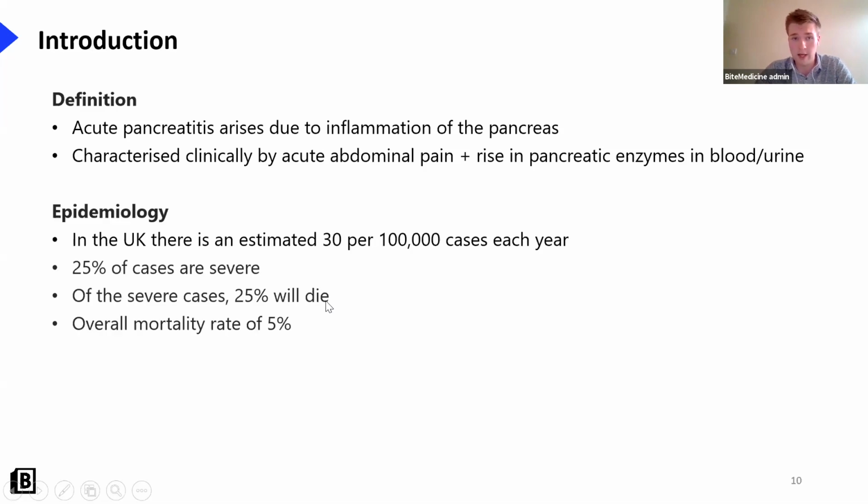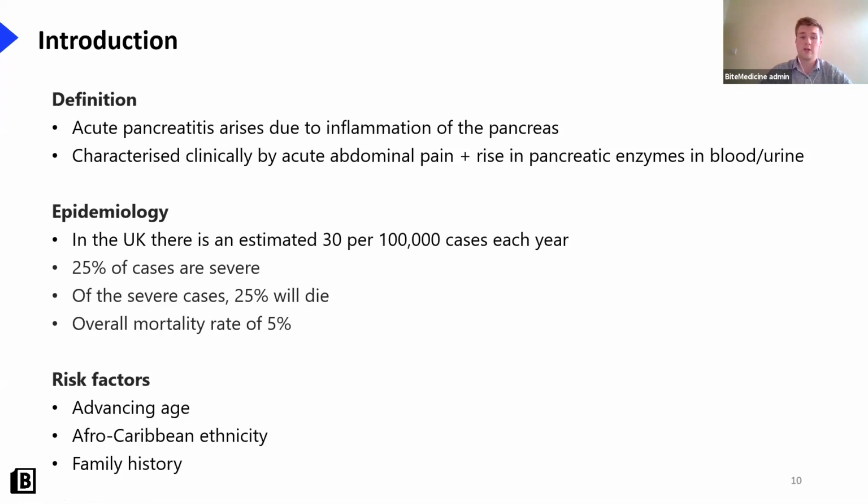It's fairly common. It's estimated about 30 per 100,000 cases every year. And in terms of its presentation, it's the rule of quarters. So a quarter of cases will be severe. And of those severe cases, a quarter will die. So it does carry a mortality rate that can be pretty high in severe cases. And overall, that mortality rate is about 5%.